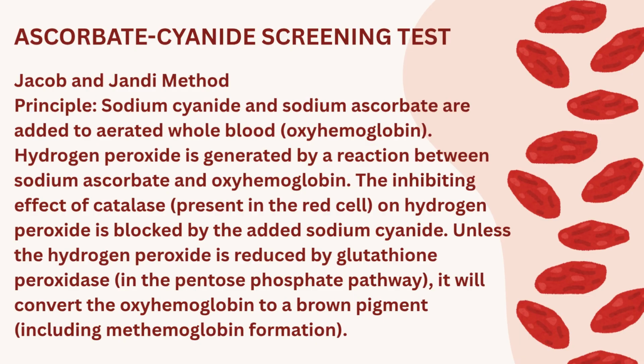So the Jacob and Jandl method, the principle here: sodium cyanide and sodium ascorbate are added to aerated whole blood. Hydrogen peroxide is generated by a reaction between sodium ascorbate and oxyhemoglobin. The inhibiting effect of catalase, which is present in the red blood cell, on hydrogen peroxide is blocked by the added sodium cyanide. Unless the hydrogen peroxide is reduced by glutathione peroxidase, it will convert the oxyhemoglobin to a brown pigment.